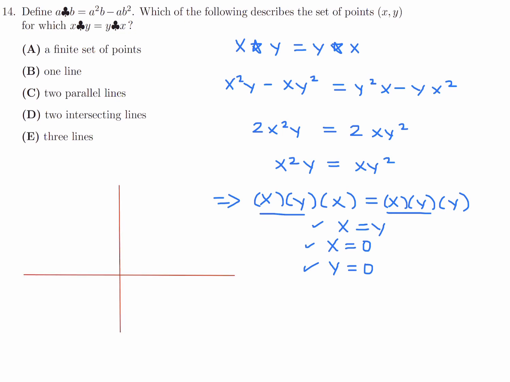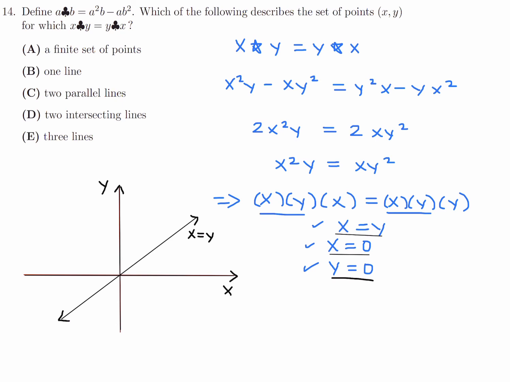So here's my graph. The first one, x equals y, is just a line, right? X equals y is a line that goes right through like that. So that takes care of this guy. X equals 0, well, that's just the y-axis, interestingly. And y equals 0 is the x-axis. So to recap here, this is x equals y, this line that's going from there to there. X equals 0 means that it's essentially the y-axis, and y equals 0 is the x-axis.